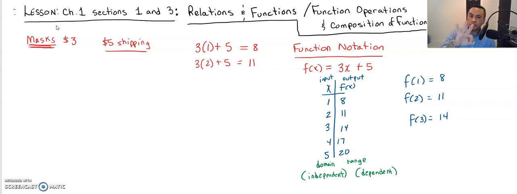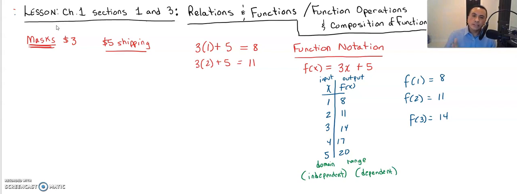Do you want to buy 3 masks or 5 masks or 8 masks or 10 masks? You're going to decide that. So you get to choose how many you buy. That's independent. Once you decide, you know what, I'm going to buy 5 masks. Okay, once you determine 5, now you put it into this formula and you get a 20.